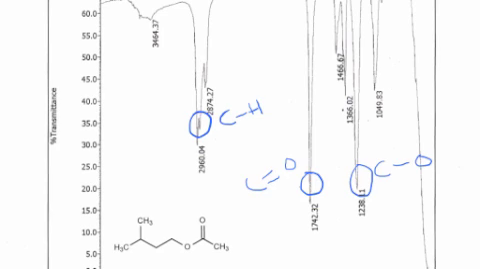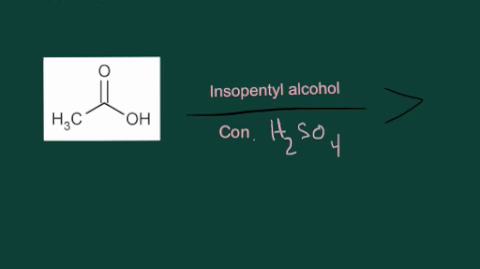Esters can be synthesized from an organic acid and an alcohol. The presence of an ester can be seen by these three stretches in an IR. To see the mechanism behind the synthesis of an ester, we're going to go over the reaction of isopentyl alcohol and glacial acetic acid. Thus, we have glacial acetic acid reacting with isopentyl alcohol in the presence of sulfuric acid.